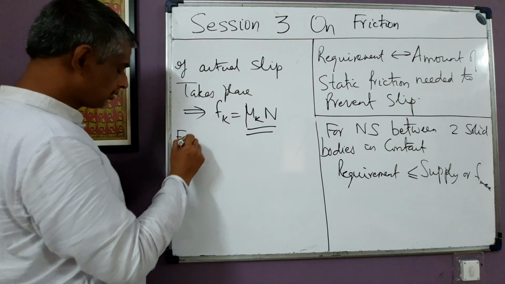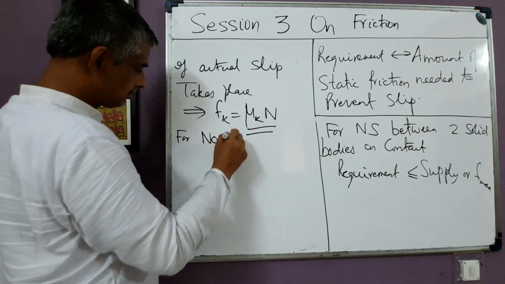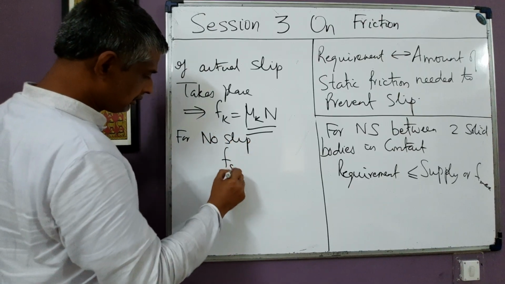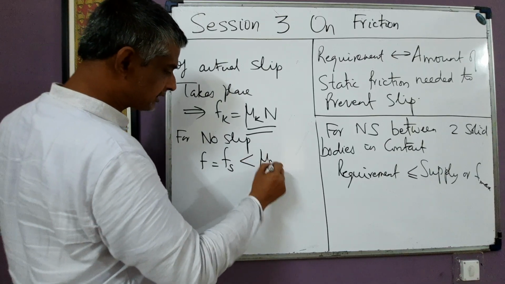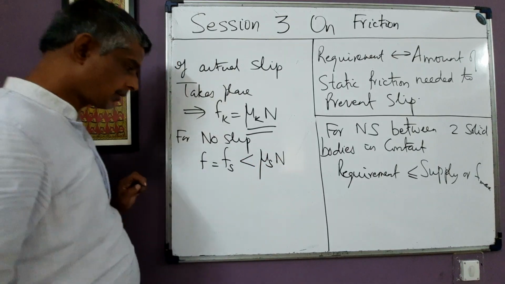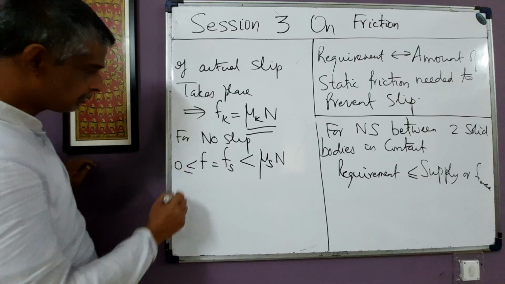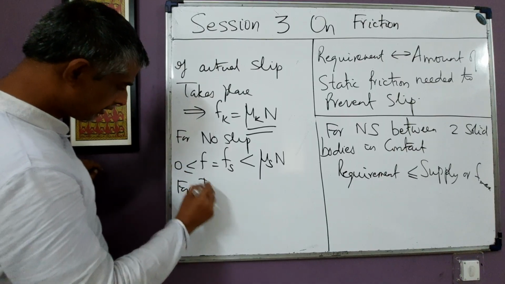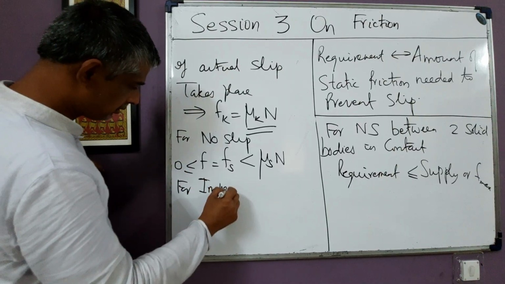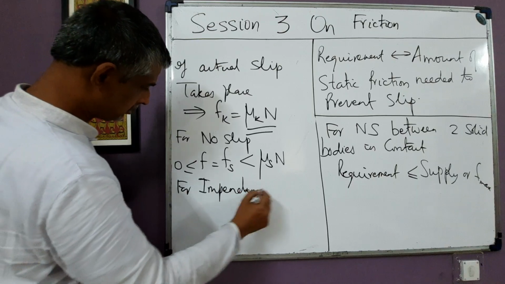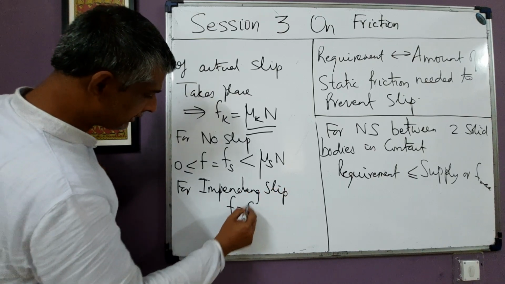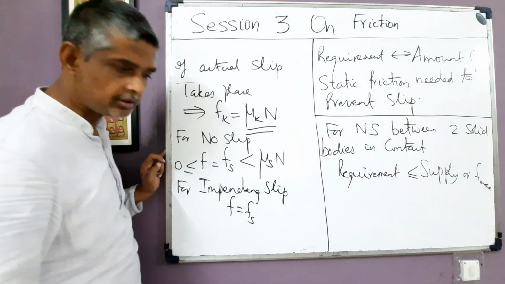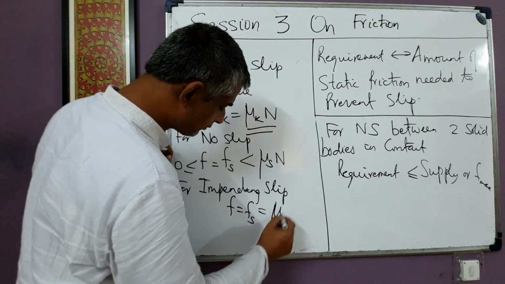For no slip, the friction force should be static, and that should be less than mu S N and more than or equal to 0. For impending slip, the friction is static in nature, and its magnitude is just equal to mu S N.